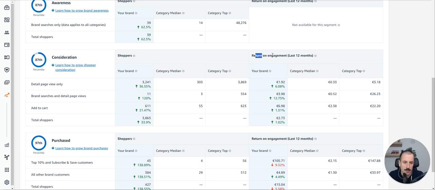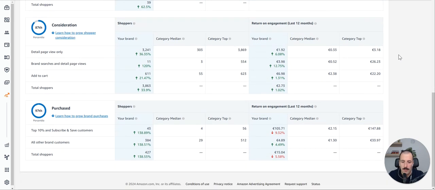And again, this return on engagement, I don't consider that such valuable information, but that's me. If you know it, let me know. I would be glad to learn if it's meaningful or not. For me, I don't know. I still haven't utilized that as meaningful information that could drive different business decisions for this account. And then lastly, purchased.